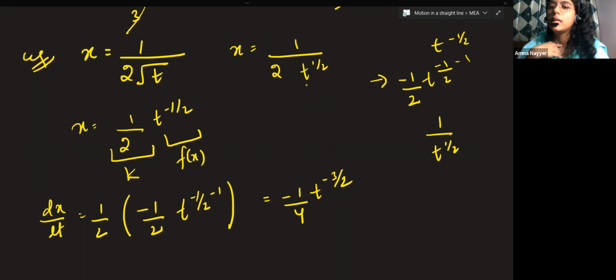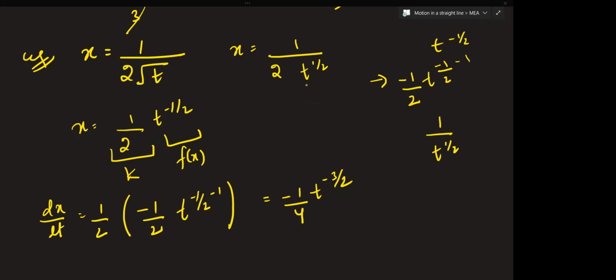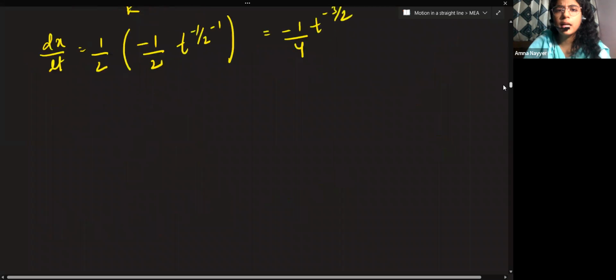I think there must be an error that was committed by you. If you take it on the numerator side, then it becomes minus half. That's not our concern. The main thing is that t is on the numerator, and now we know how to differentiate t to the power minus half. So that will be a simple route for you. All right. Okay, ma'am.